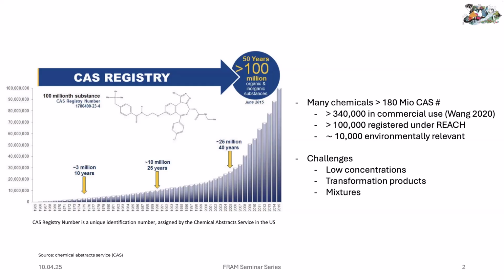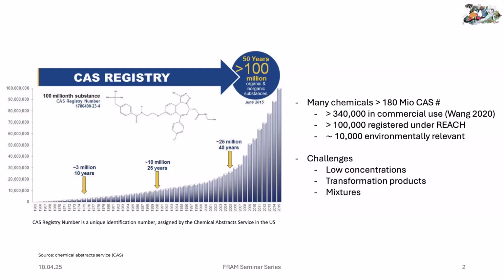However, in the context of the European Union, from these roughly 100,000 chemicals, about 10 to 15% are environmentally relevant. So those are chemicals that are expected, or known, to end up in the environment and might cause an adverse effect.